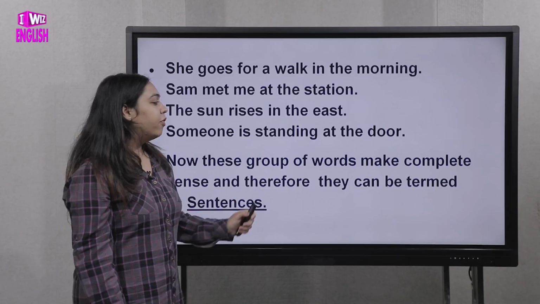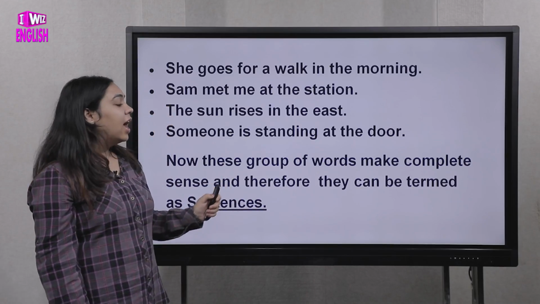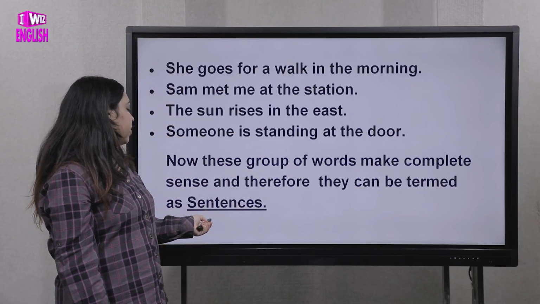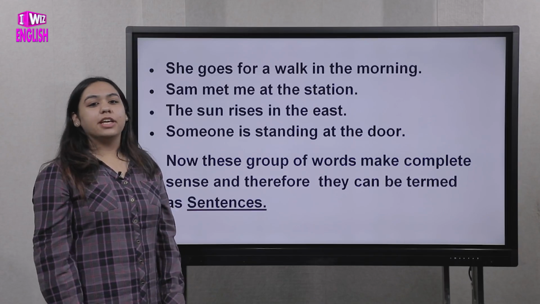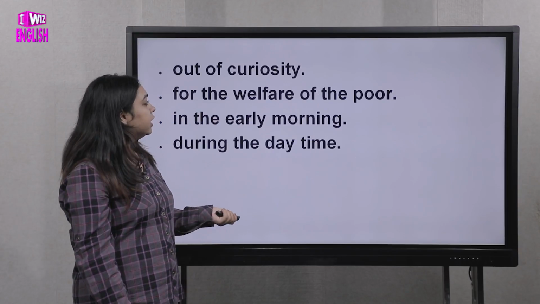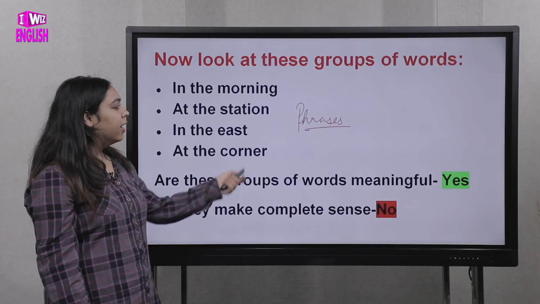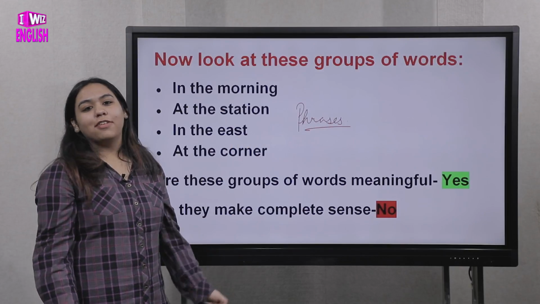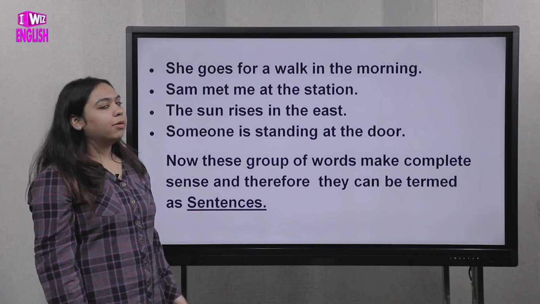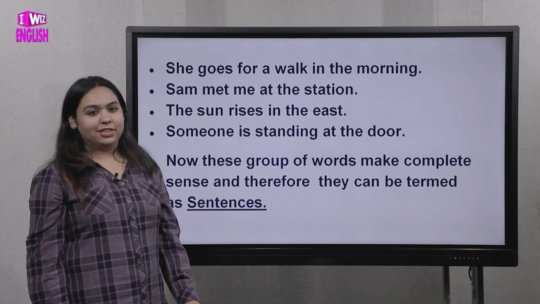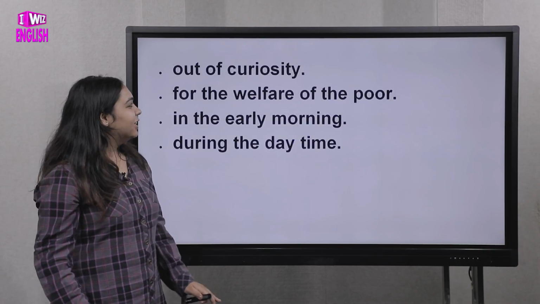Now these groups of words make complete sense, and therefore they can be termed as sentences. Previously, we could not term them as sentences. Why do you think so? Why were they called phrases? Because they were incomplete. Once I completed them, they were termed as sentences. So, guys, this is all for today.